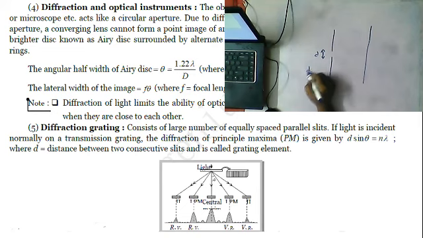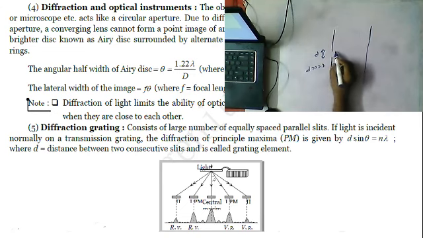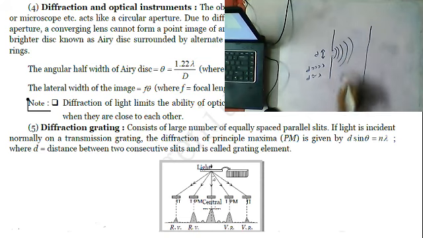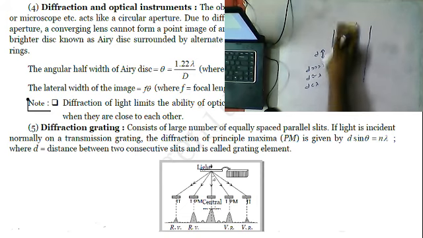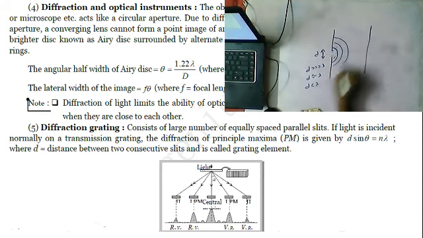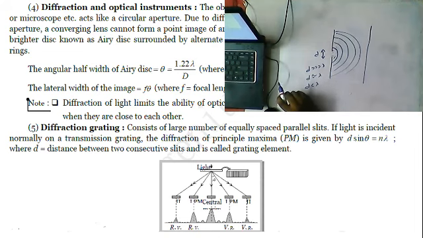If D is greater than lambda, what will happen? Light will go straight away like this. If D is approximately equal to lambda, then light will spread slowly like this. Now if D is less than lambda, then light will spread completely like this. This spreading of light is called diffraction.